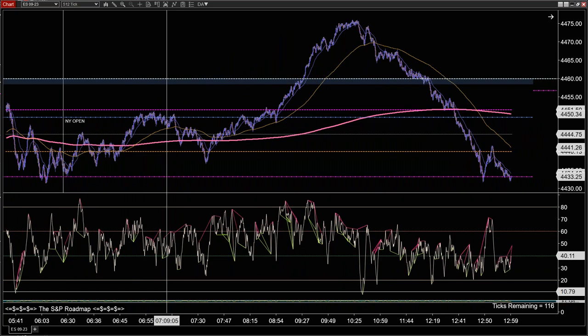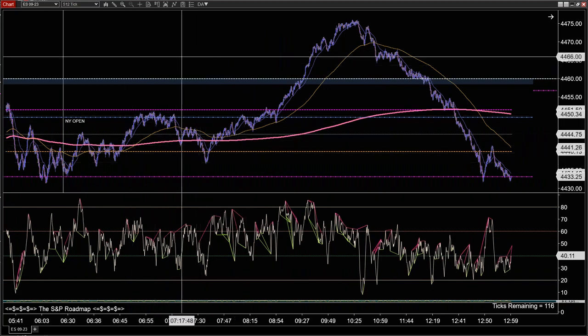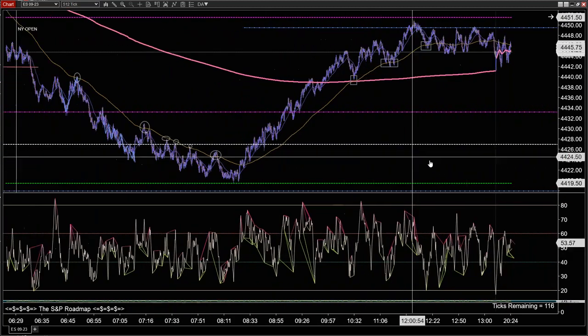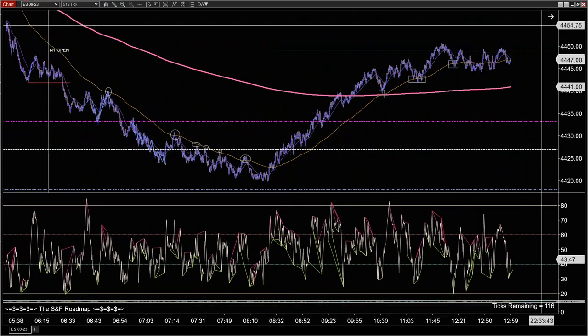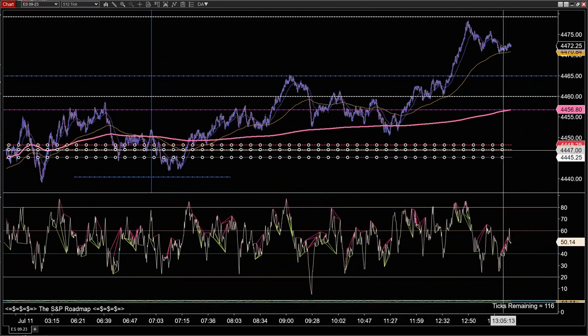What we see though is a lot of times beautiful rotations right off that level. Like I said, I don't know if I have a perfect example for you here from the last couple days, but that as well is the other level I'm looking at.